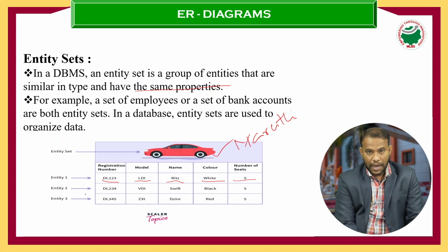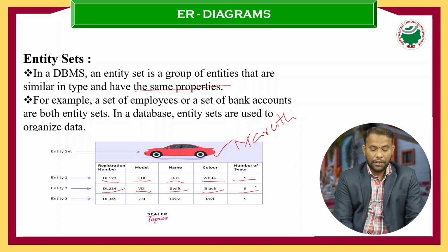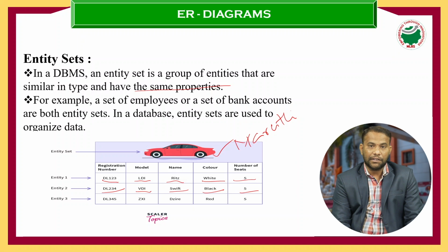But here we have another model: registration number, VDI, Swift, black color, and number of seats is 5. The combination of entities is called an entity set. If it is a single entity, we will not call it an entity set. When there is a combination of entities, it is called an entity set. So this is the example for the entity set.